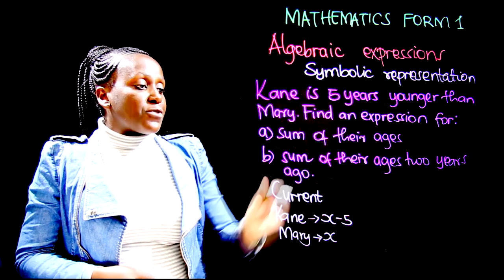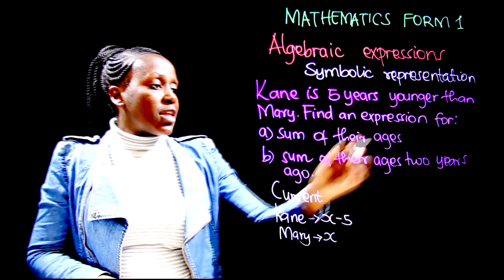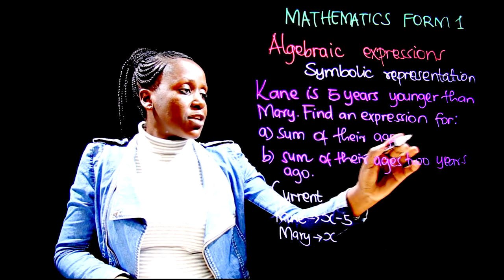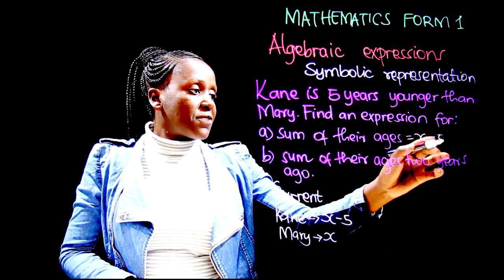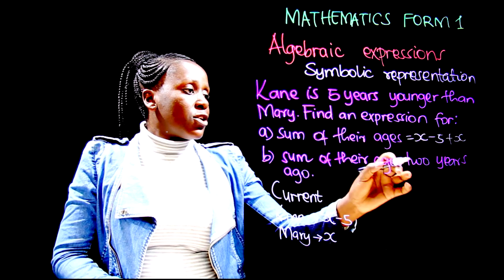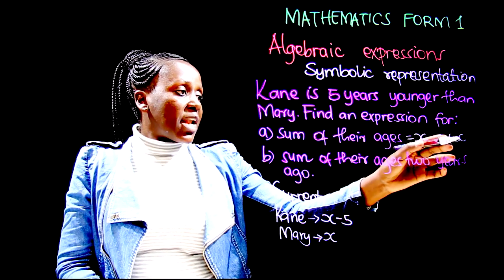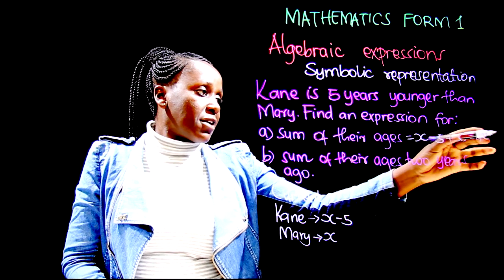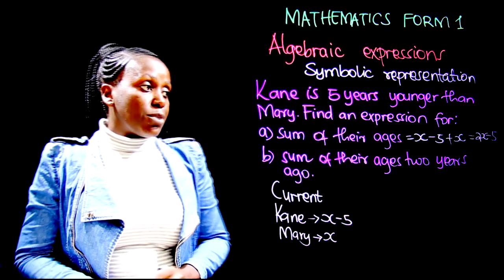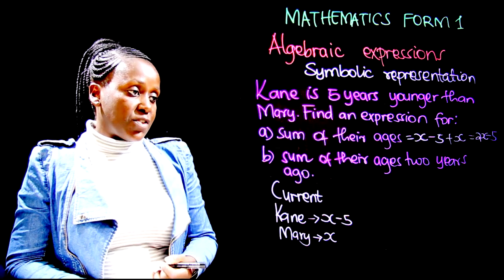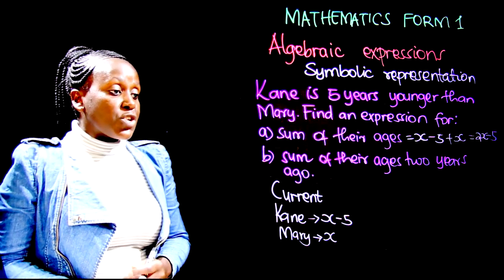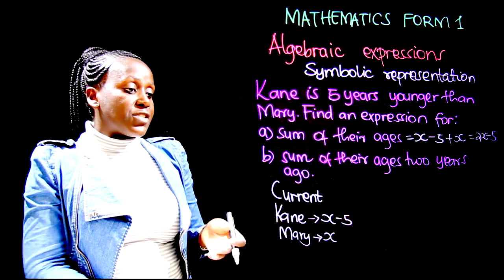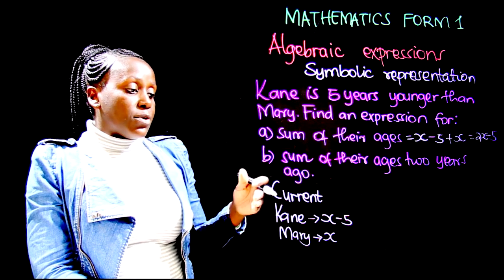Now when you are asked for the sum of their ages, then you are going to add the 2 ages. So this will be X minus 5 plus X. So in this case, you have X plus X, which is equal to 2X, then minus the 5, okay? That will be the sum of their current ages. Then the next question is asking for the sum of their ages 2 years ago.